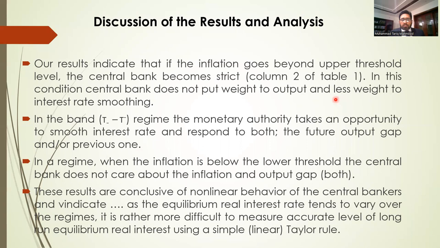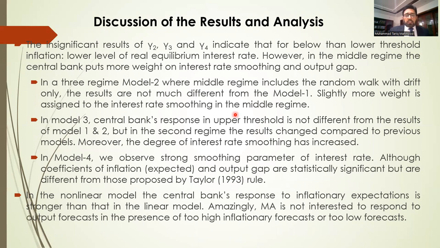So in all these findings, we are conclusive about the nonlinear behavior of central bankers. It vindicates that as the equilibrium real rate of interest and the real interest rate tend to vary over the regime, it is rather more difficult to measure the accurate level of the long-run equilibrium interest rate using a simple linear model. So a simple linear Taylor rule type model cannot help us when the central bank is behaving asymmetrically across the three or four threshold levels.